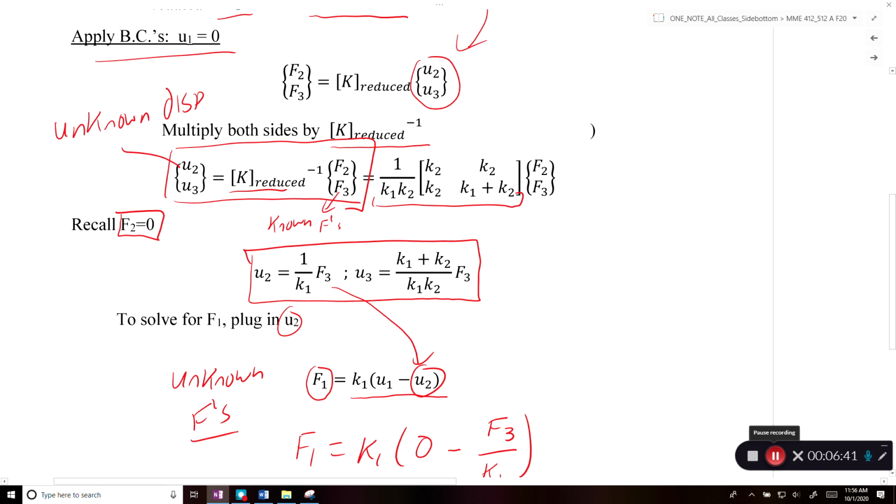So that concludes how we can get all of our global forces and displacements from all our nodes. In the next video, we're going to talk about how you can calculate the forces at each node, but also the stress and strain and displacement within the element itself.